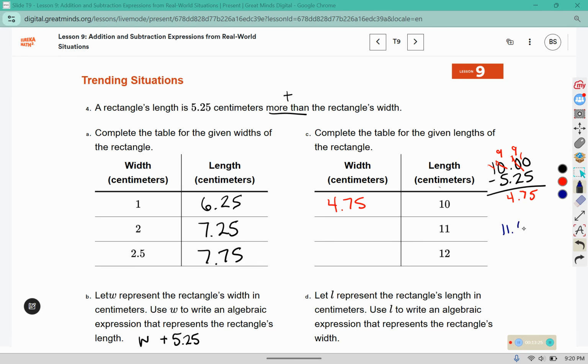Here I have 11 minus 5.25. I'm going to borrow from this one. 10 minus 5 is 5. 9 minus 2 is 7. Now I have a 10 here, so I can put the 10 here. 10 minus 5 is 5. And then this one would be 6.75 because it's one more.